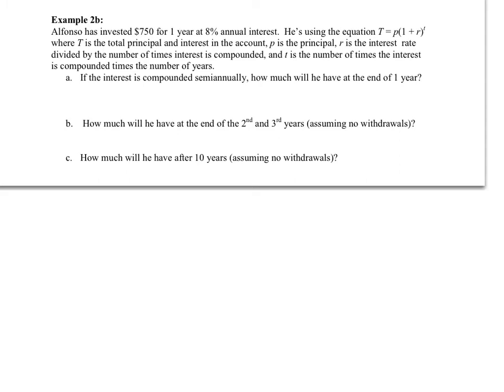So let's write out that formula. Okay, so that's the formula. Let's plug in what we know. So we're trying to figure out capital T, that total principal and interest in the account. And we know P is the principal, and that was $750, because that's what he put in. That was the initial amount.